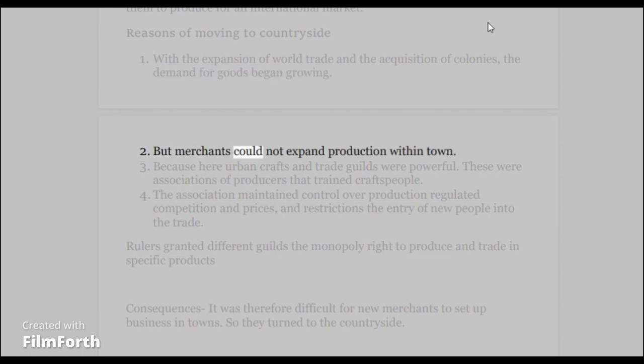2. But merchants could not expand production within towns. 3. Because here urban crafts and trade guilds were powerful. These were associations of producers that trained craftspeople. 4. The association maintained control over production, regulated competition and prices, and restricted the entry of new people into the trade. Rulers granted different guilds the monopoly right to produce and trade in specific products. Consequences: it was therefore difficult for new merchants to set up business in towns. So they turned to the countryside.